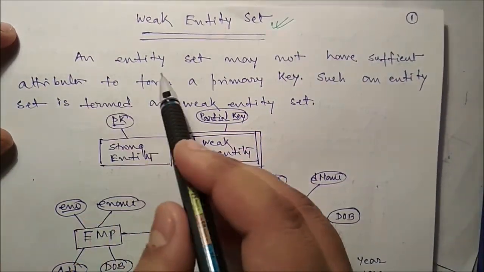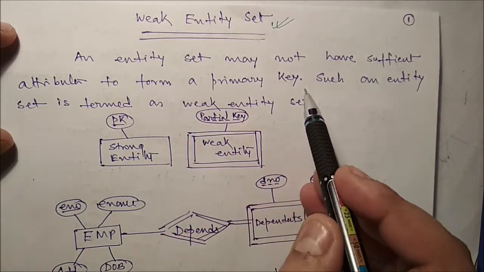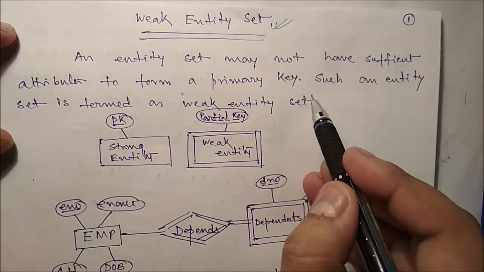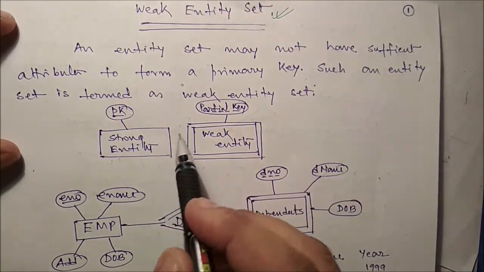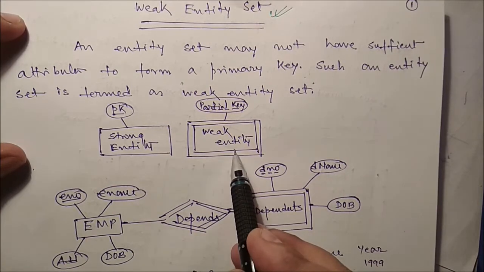An entity set may not have sufficient attributes to form a primary key. Such an entity set is termed a weak entity set. Now, what is the difference between a strong entity set and a weak entity set?